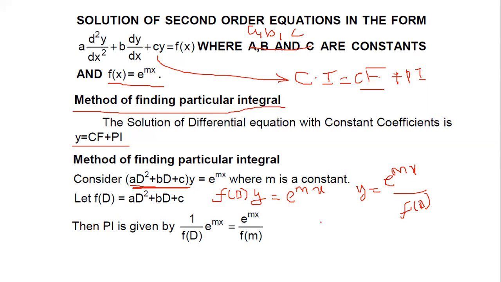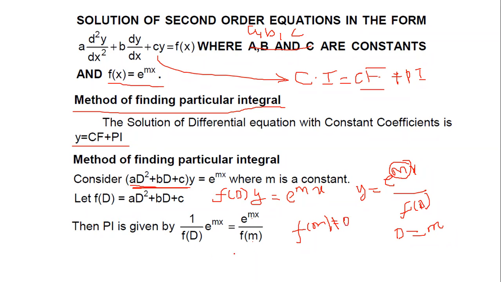Then what is the solution? You just substitute D equal to m in the denominator, and then the equation becomes e power mx by f of m. That is the particular integral. Whatever the coefficient of x in e power mx is, that is m, and you have to substitute D equal to m in the denominator. This holds whereas f of m is not equal to 0. The denominator should not equal 0.